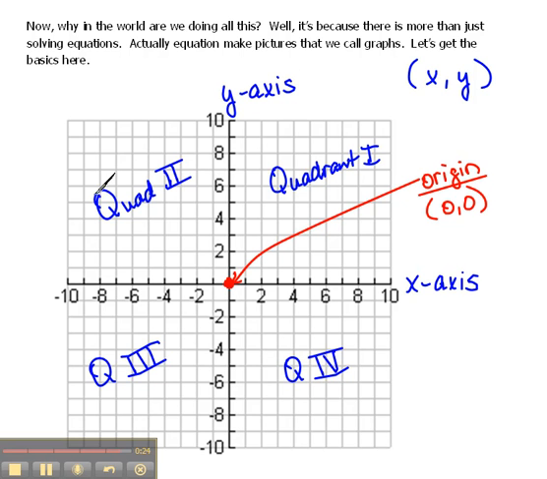You absolutely have to know how this is all set up. You must know which axis is which. You must know your quadrants, and you must know the origin. We're going to begin plotting points and naming them in the next video.